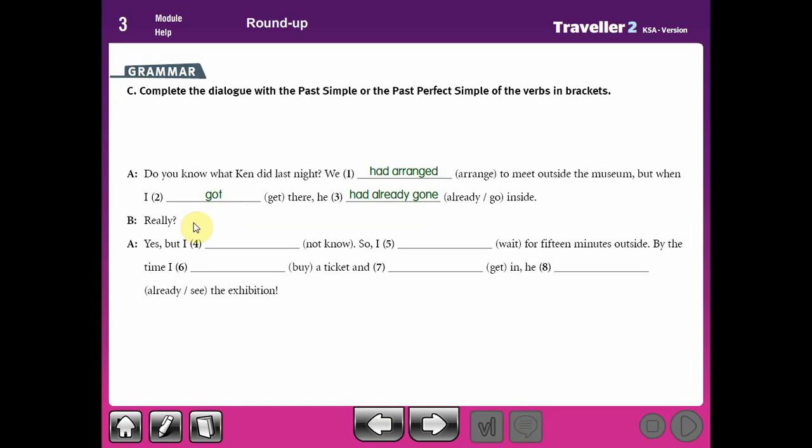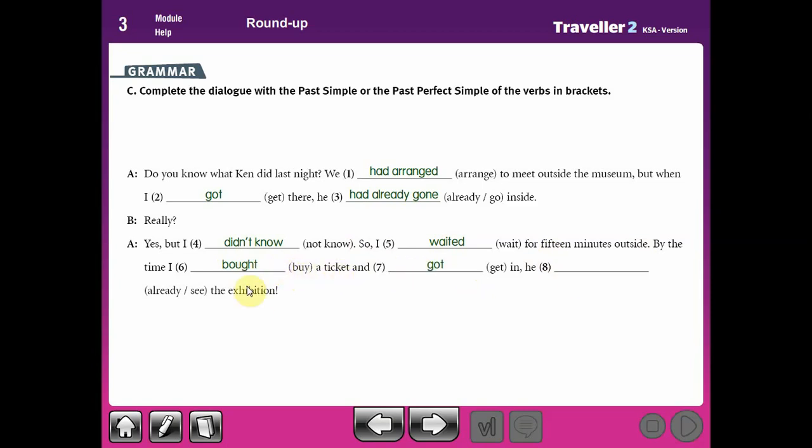After that we have B. It says really. Yes, but I not know. Not know means here I don't have any idea about that. So I didn't know. So I waited, right? I waited for 15 minutes outside. By the time, like before, is followed by the past simple, verb 2. So I bought a ticket and got in. So it's a series of completed actions in the past. I didn't know, I waited, I bought a ticket, then I got in, right?